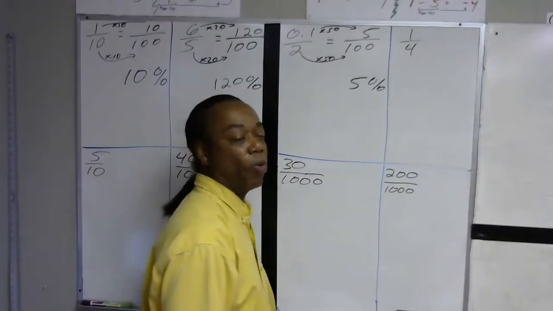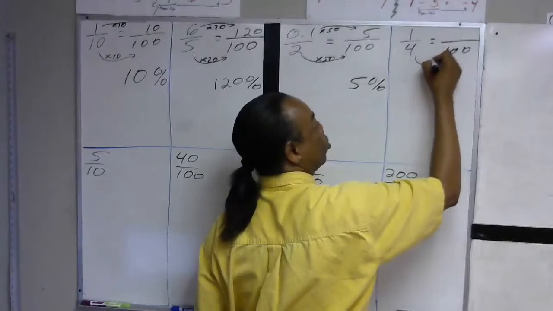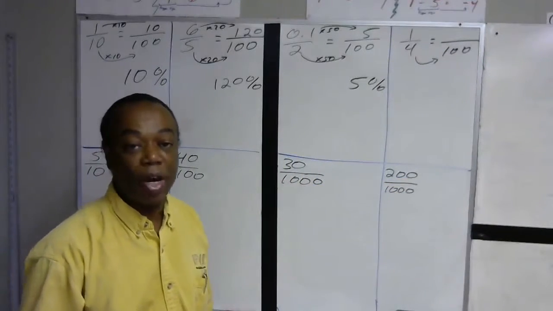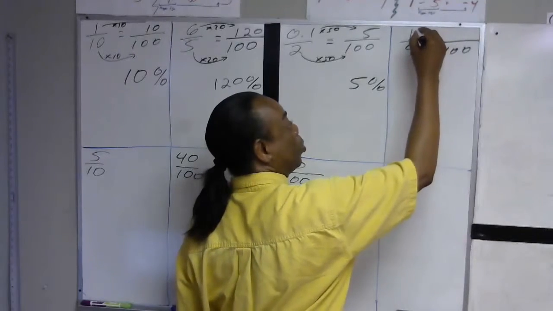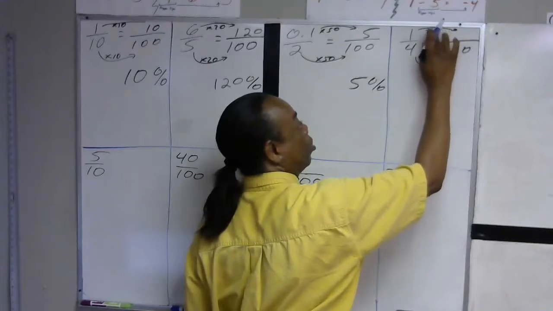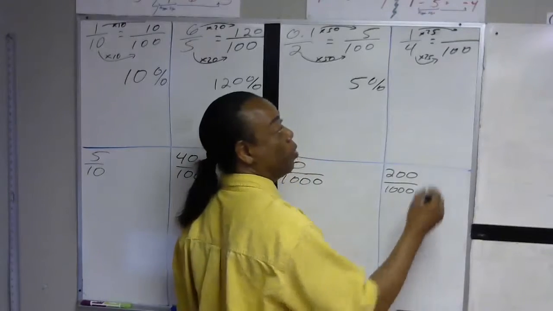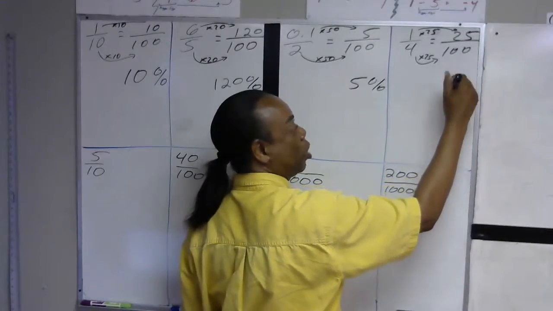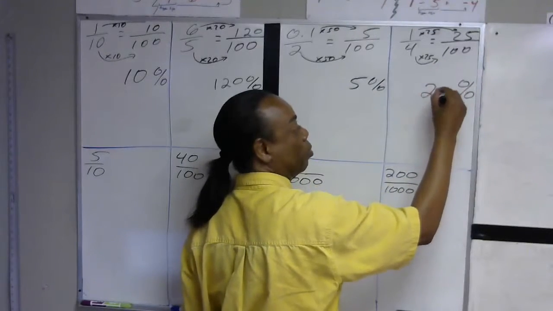Next, 1/4. I want the denominator to become a 100, so I find my multiplier from 4 to 100, and that'll be times 25. So I use my multiplier in the numerator as well. And 1 times 25 is 25. The 100 here becomes the percentage, and the 25 goes in front.